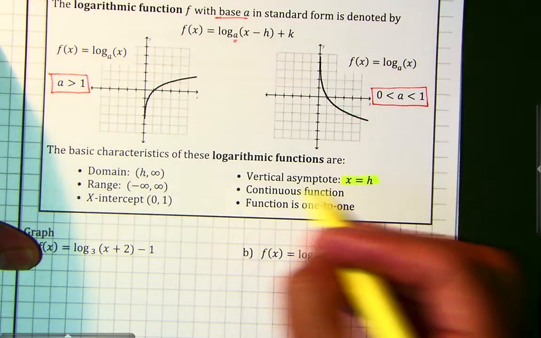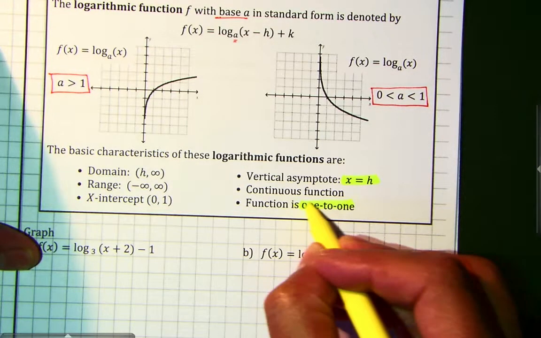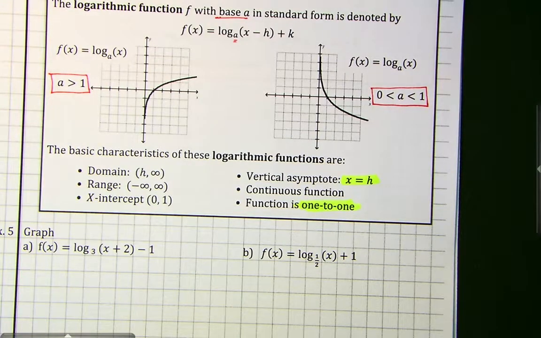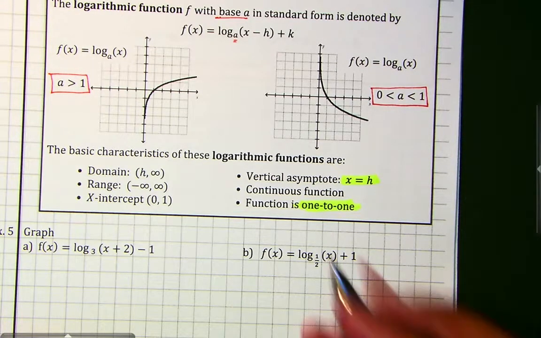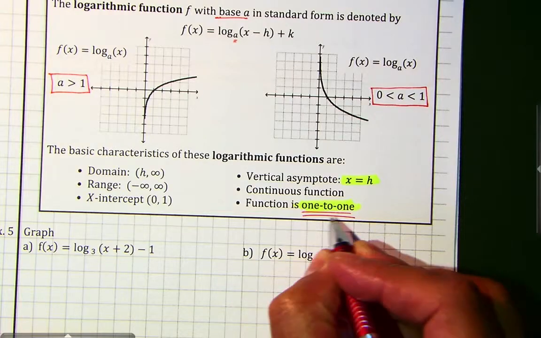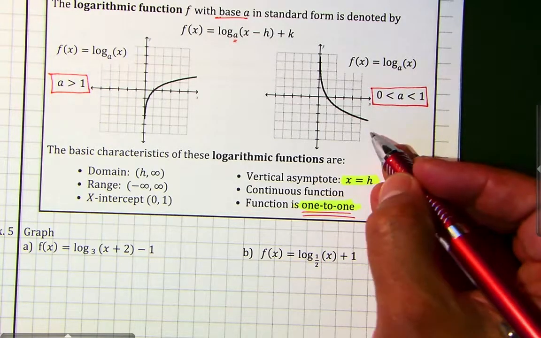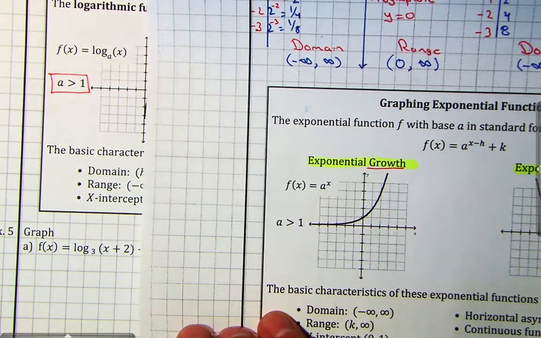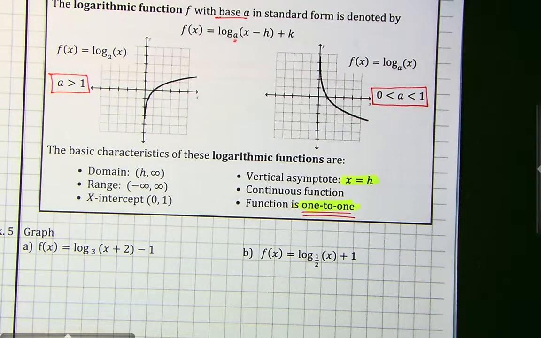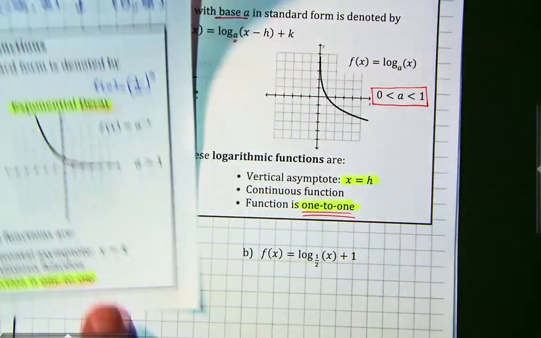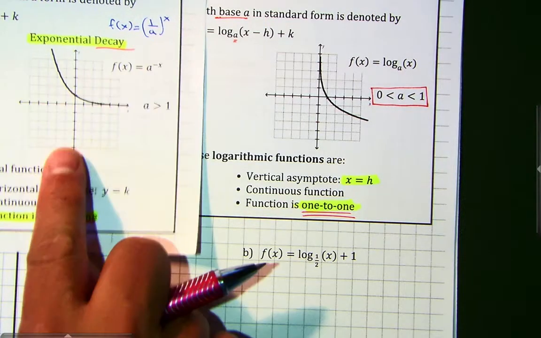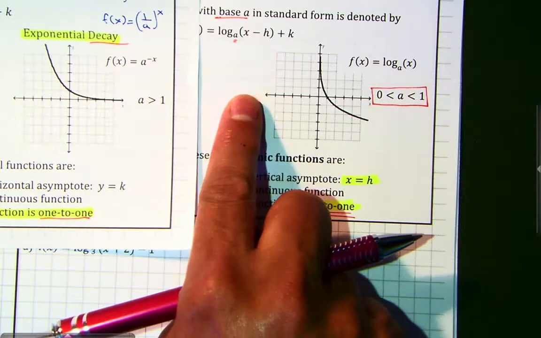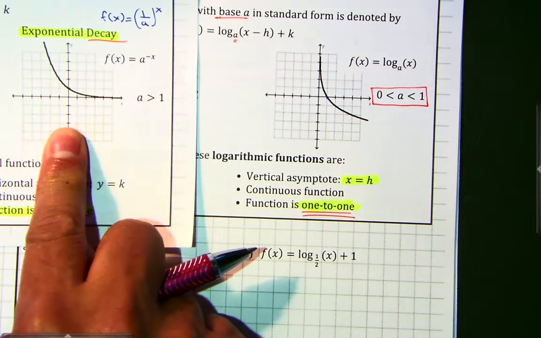It's a continuous function and it's 1 to 1. Do you remember what it means to be 1 to 1? That means that if you take the inverse, it is also a function. And of course, that's an exponential function. So both of them are 1 to 1, because exponential is the inverse of a log and the log is the inverse of an exponential.